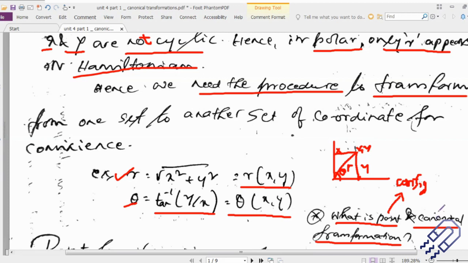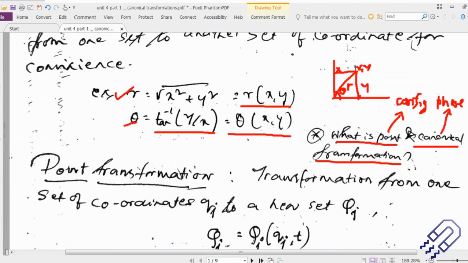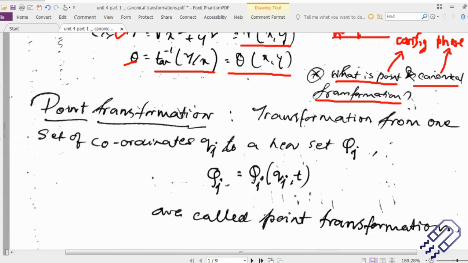But when we are talking about canonical transformation, that means we have to include momentum. So we are going to talk about the phase space in this case. This is actually the fundamental difference between point transformation and canonical transformation. So let's go with the bookish definition that we should know.